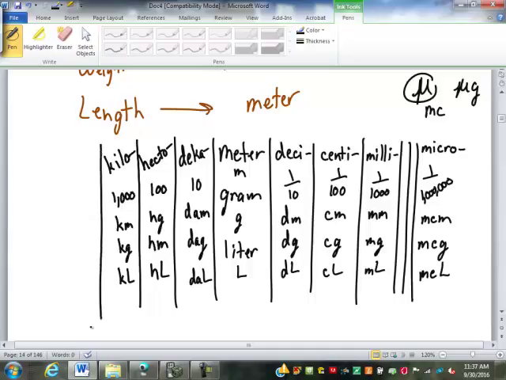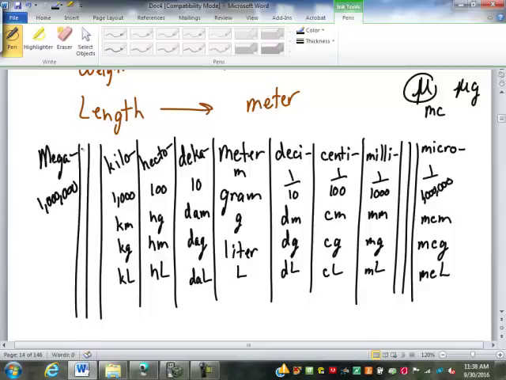Now, just like on the other end, once we hit 1,000, we don't go up by tens anymore. We go straight from 1,000 up to 1,000,000. So you're going to skip 2 spots. Skip the 10,000 and the 100,000. One million is mega. Notice I spelled mega with a capital M because the abbreviation for mega is a capital M. Capital M, little m is a megameter, or 1,000,000 meters. Capital Mg is a megagram, or 1,000,000 grams. And capital ML is a megaliter, or 1,000,000 liters.